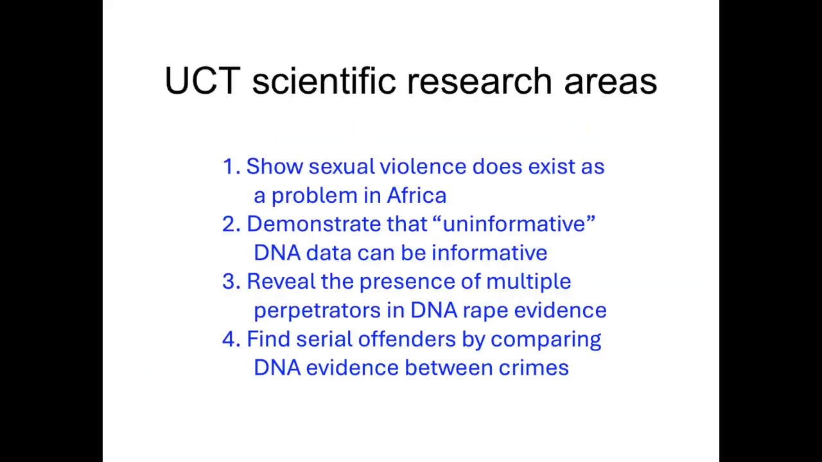These are some of the goals of Cybergenetics' collaboration with UCT: to show sexual violence does exist as a problem in Africa. I think that's been addressed already the last few days. To demonstrate that uninformative DNA can be informative, to reveal the presence of multiple contributors, and to find serial offenders by comparing DNA evidence between crimes. So I'm going to give you some brief examples, not all the case context. Each of these stories has been in our lectures and other forums, just a few slides.